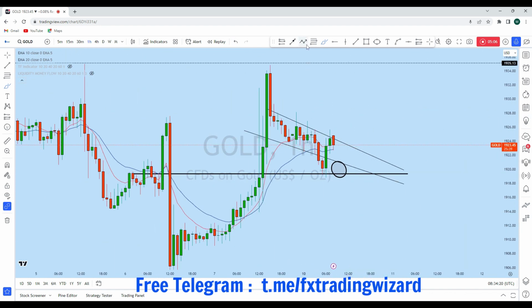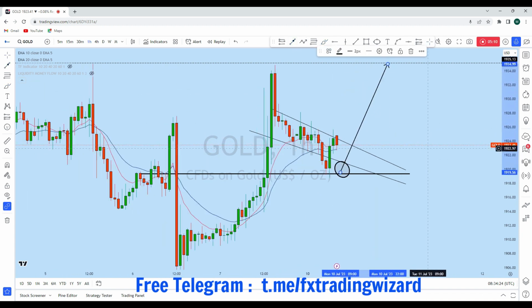As soon as we see that gold has come back down to this support level, we'll consider going long with a high probability trade setup with our students.